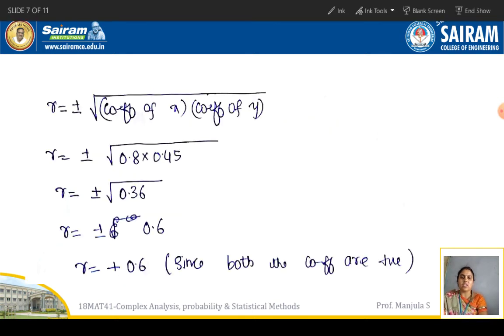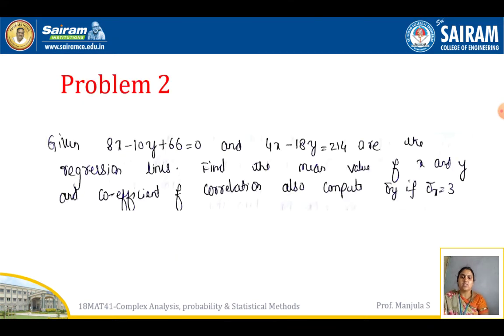In these regression lines, you take the coefficient of x and the coefficient of y. So r equals plus or minus square root of 0.8 into 0.45. On simplification, we get 0.36. So r equals plus or minus 0.6. Since both the coefficients are positive, we consider the r value as positive only. So r equals plus 0.6. This is our required solution.